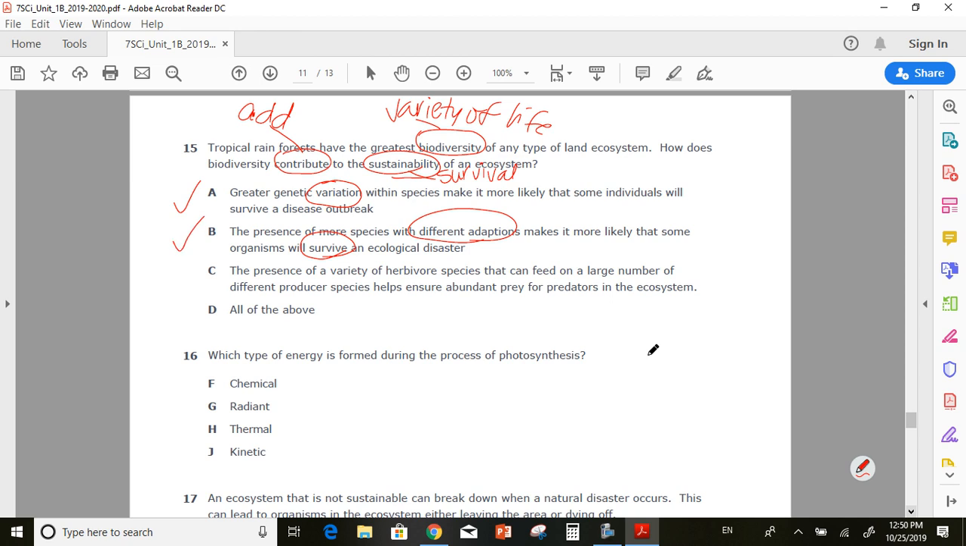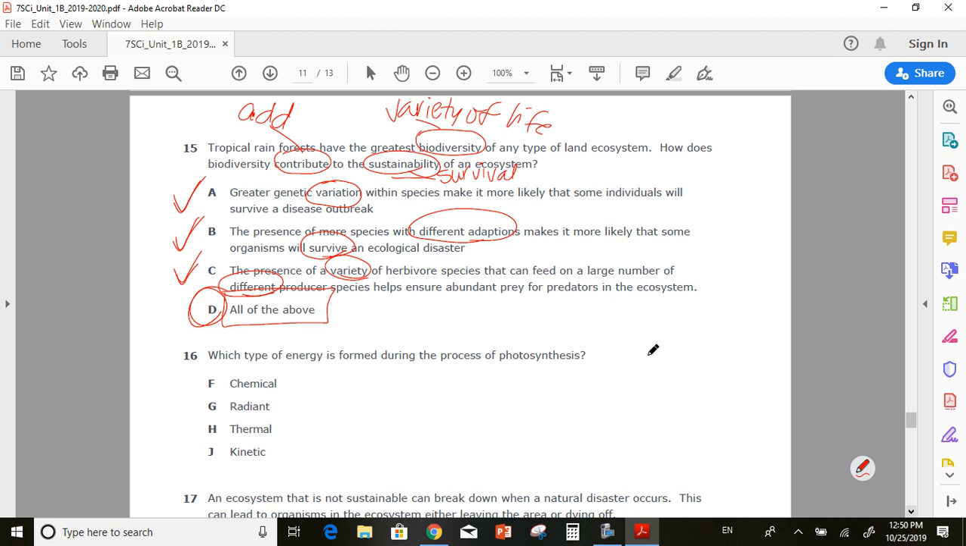The presence of a variety of herbivore species that can feed on a large number of different producer species help ensure abundant prey for predators in the ecosystem. So we have a variety of herbivore species, and there is a large number of different producer species giving you enough food. So we like all three answers so far. The reason why I'm checking them off is because I saw that it said all of the above at the bottom. So I've confirmed that A, B, and C are great choices, so D ends up being my answer.